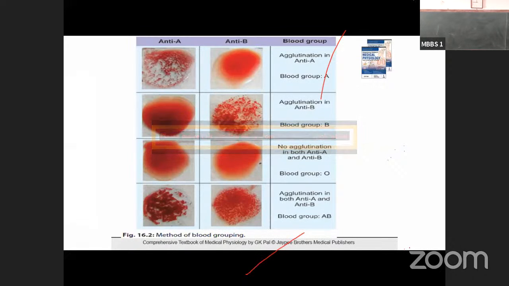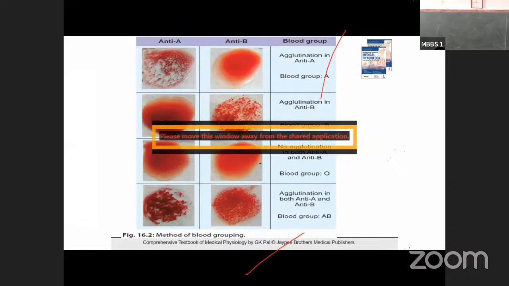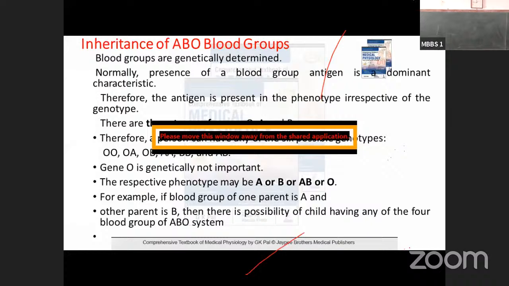In third, there is no agglutination in the A and also in the B. So antigen A and antigen B are absent in the O. So this is an O blood group. And for the AB, there is agglutination in both, in the A and also in the B. So the group of that individual is an AB blood group. From this, you detect the blood group of the individual.